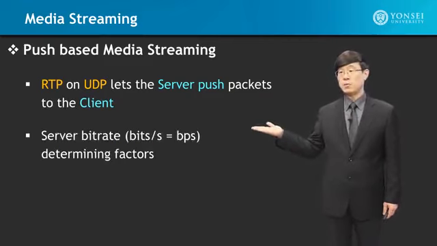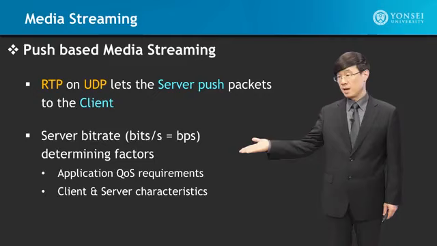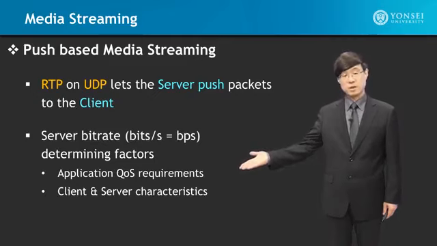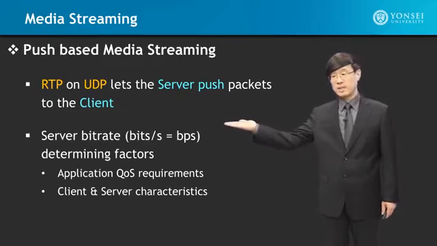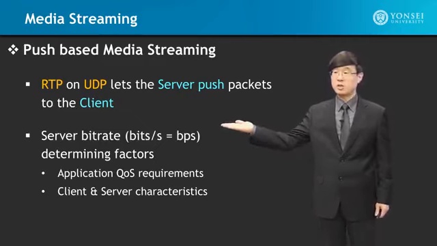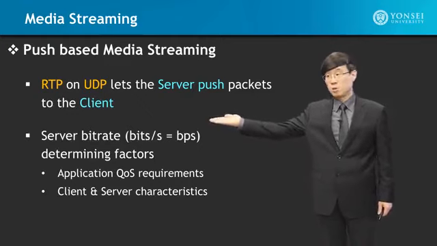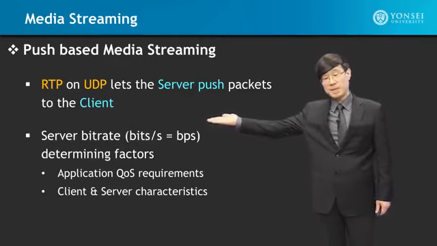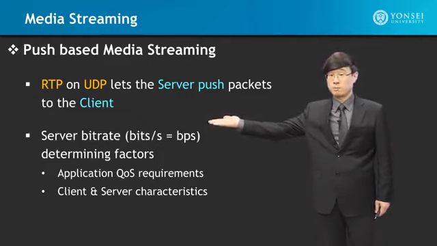The server bitrate is determined by the application quality of service requirements and the client and server characteristics. Here, when we say bitrate, we're talking about data traffic that is measured in units of bits per second, either represented like this, bits/second, or BPS, bits per second for short.